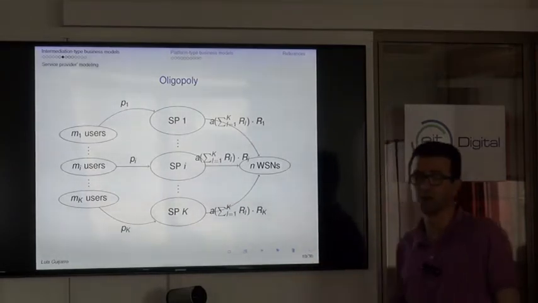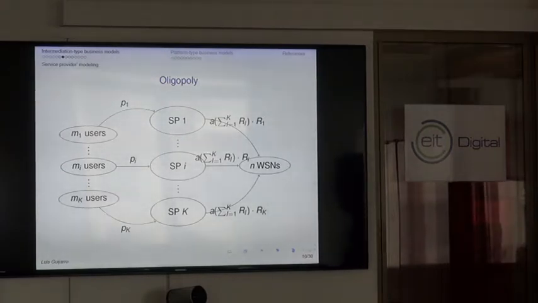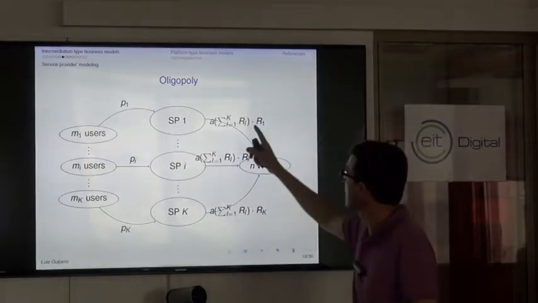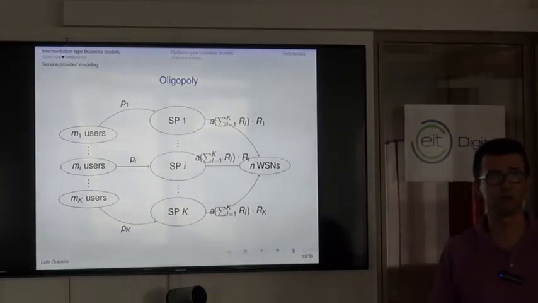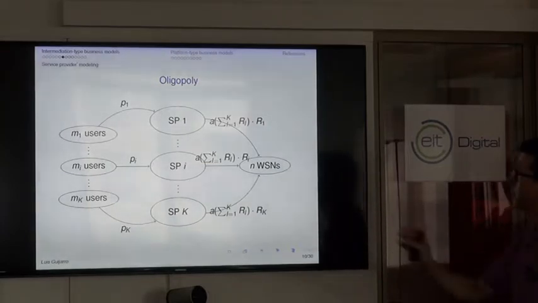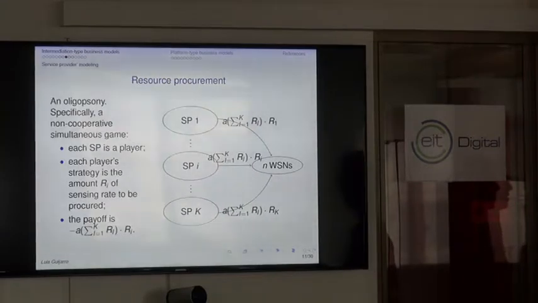Of course these two games are played simultaneously, at least in this scenario, and the analysis should be focused on computing the Nash equilibrium. That is, a couple of values P, R for each one of the capital K service providers, which are playing one against the other in these two sides of the market.